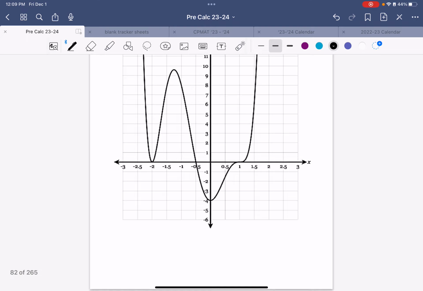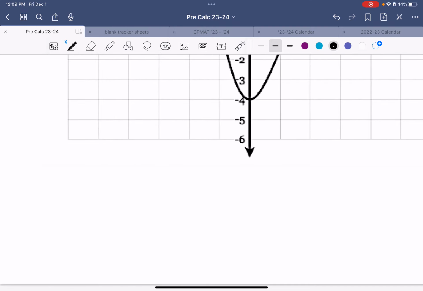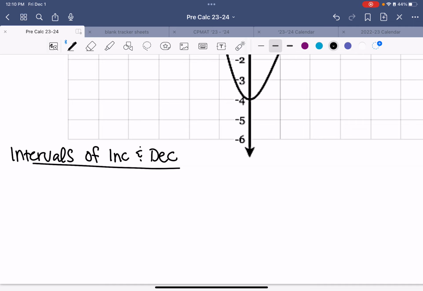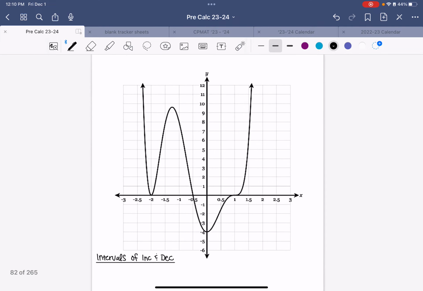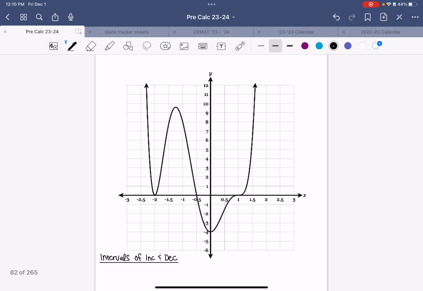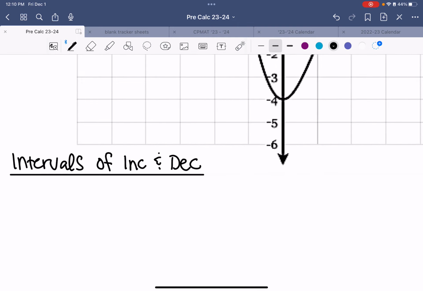What we are going to put on here together, if you write down here, is the intervals of increasing and decreasing. They didn't get their own vocab word because they are pretty self-explanatory. You're just going to look at the graph and identify where is it pointing up for increasing and where is it pointing down for decreasing. Just a reminder that we do read from left to right.